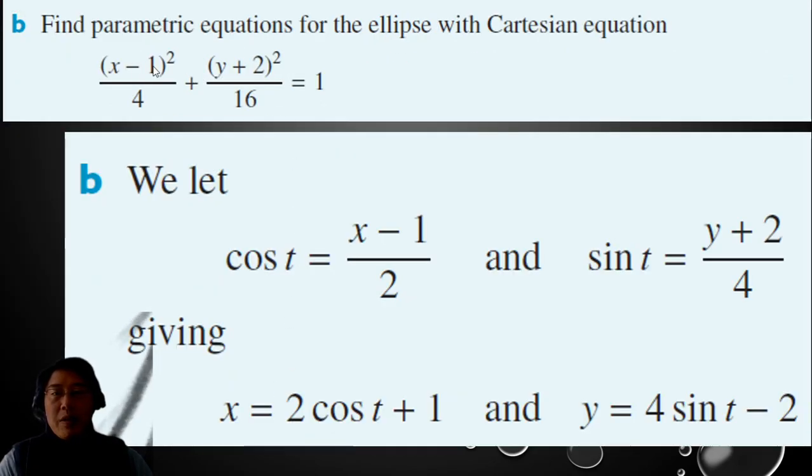Alright, with part B, that is equal to 1. So you use the Pythagorean identity, and you substitute this by cos squared and sine squared. So we have cos and sine. We rearrange to make x and y the subject, and we end up with the parametric equations of that ellipse.